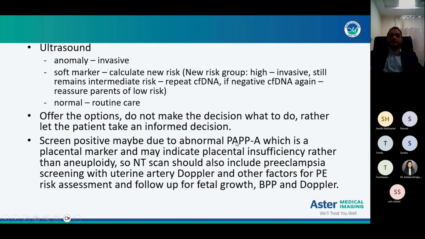So this thing also we should keep in mind, that not only the aneuploidy screening, it should always be associated with preeclampsia screening. So what all we are doing in the NT scan, not just the NT and nasal bone and DV and TR, but also we are looking at the baby's anatomy as well as preeclampsia screening. In the same scan, look for the cervical length to make sure that there is no chance of preterm delivery.